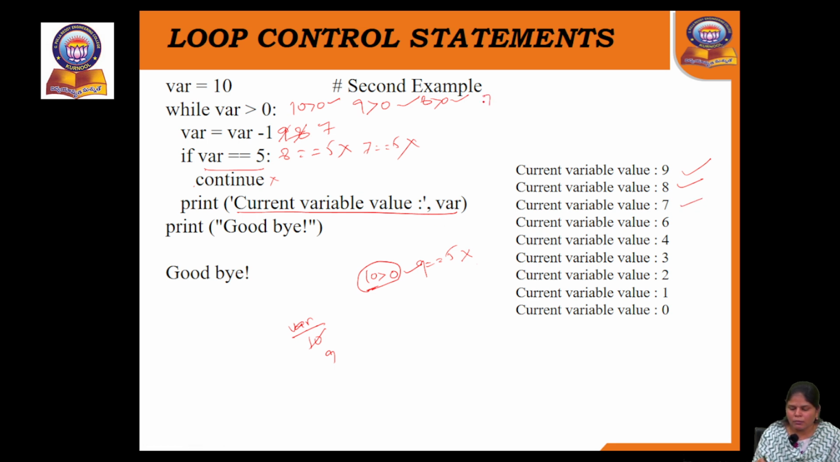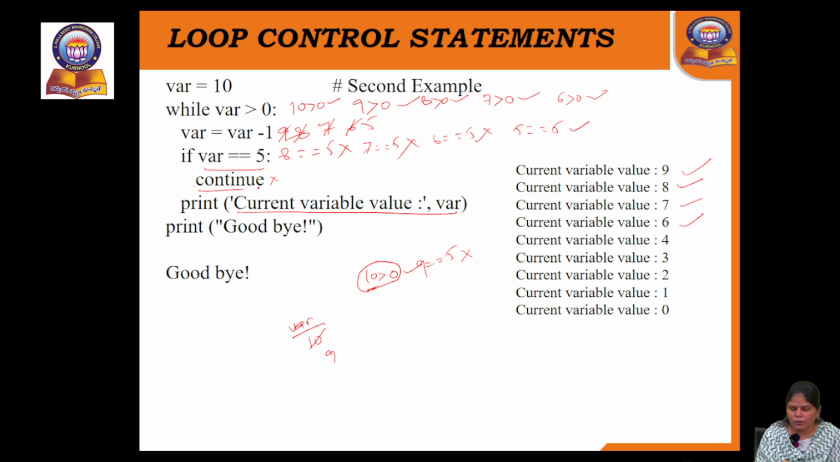Now it will become 7 greater than 0. So the variable becomes 6. 6 equal to 5, condition false. So it will print 6. Now 6 greater than 0, condition is true. So variable becomes 5. 5 equal to 5, condition is true.